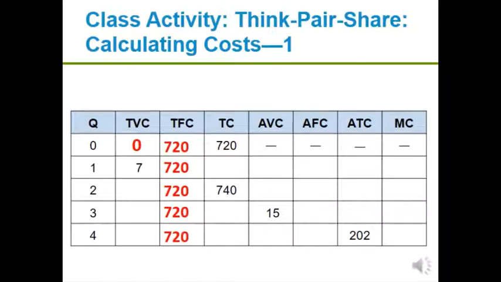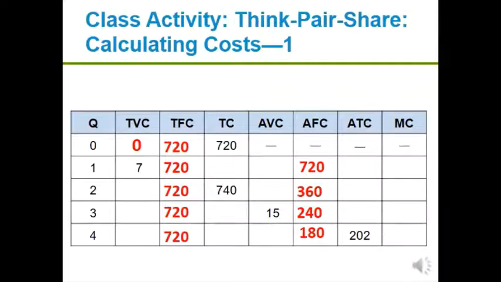From here, we also have enough information to calculate average fixed costs, which is just total fixed cost divided by output. So when output is 1, it's relatively straightforward. 720 divided by 1 is going to be 720. And let's take a minute to think about our intuition here: average fixed cost should decrease as output goes up because fixed costs aren't changing and output is increasing. When you divide by something that's getting bigger and bigger, you're going to get a smaller and smaller number. And we can see that our results match that intuition.